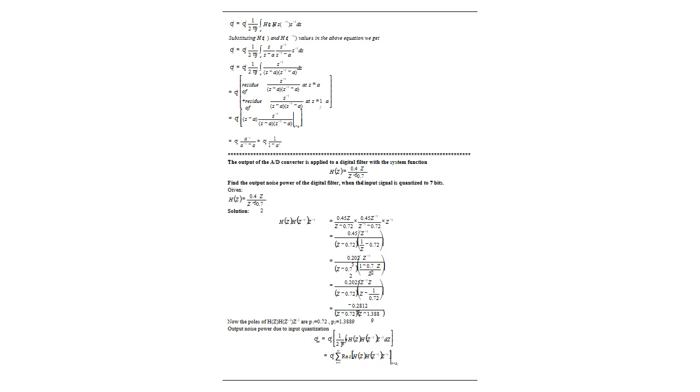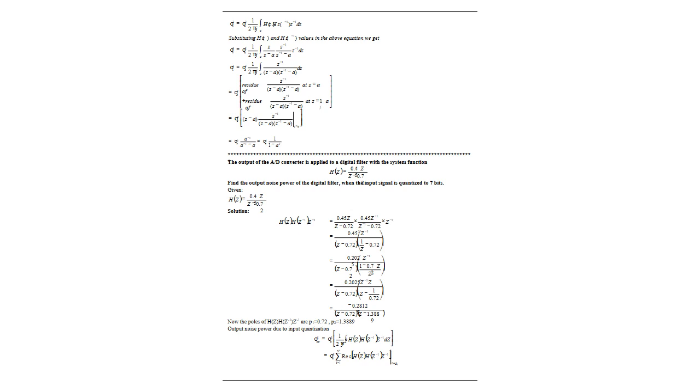Next question: the output of the analog to digital converter is applied to a digital filter with the system function h of z is equal to 0.4 z by z minus 0.7. Find the output noise power of the digital filter when the input signal is quantized to 7 bits. So h of z is given as 0.45 z by z minus 0.7.